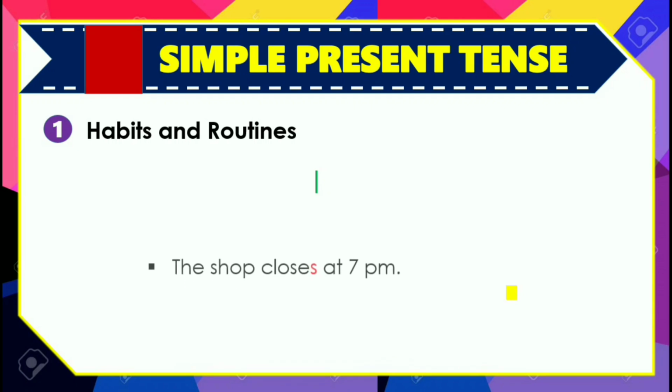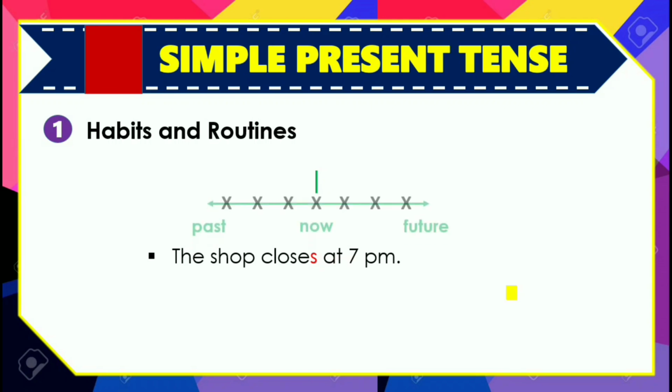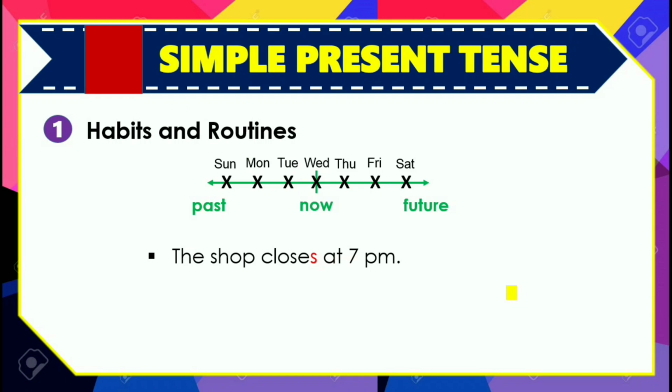Say for example, we have number 1, the shop closes at 7 p.m. Now this action is done regularly. Now you see a timeline on the screen. If it is a shop that opens 7 days in a week, you know that every 7 p.m. from Sundays to Saturdays, this shop closes at 7 p.m. You can see that it repeats. Now this is a routine.